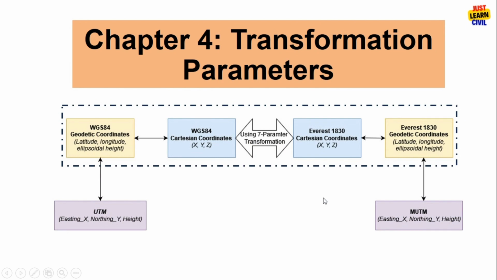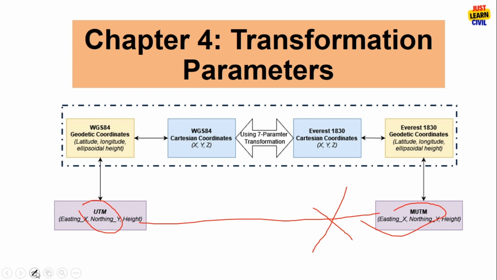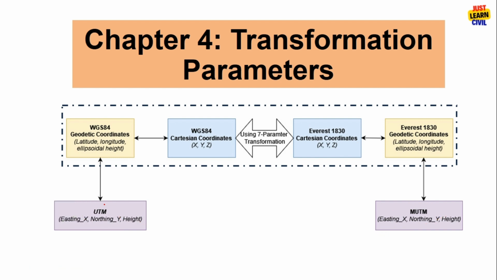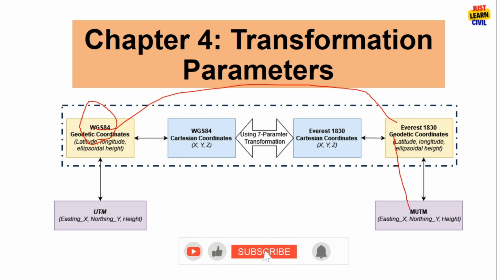So remember one thing, that if you want to convert UTM coordinates to MUTM, then you cannot directly convert here because there is no such line in the flowchart. So you have to always follow the flowchart. You have to first convert the UTM to WGS 84, then WGS 84 to Everest 1830, then Everest 1830 to UTM. If you want to convert WGS 84 data to UTM, then also follow the same process. Convert WGS 84 to Everest 1830 and then convert to UTM.